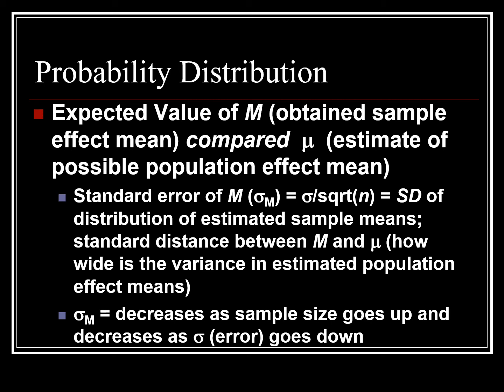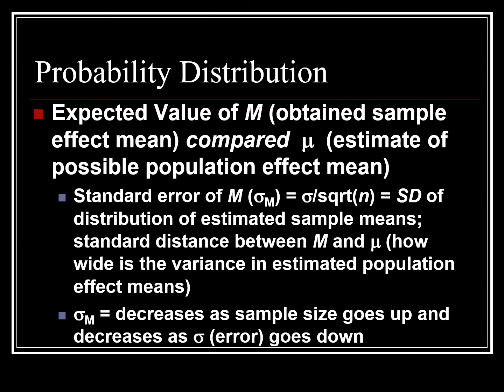And the way we calculate this is we take the standard deviation of that mean, and then we take the square root of the n. And that gives us our standard deviation of distributions of estimated mean samples. Standard difference between the mean and the mu. How wide is the variance in the estimated population effects means? So again, sigma m decreases as sample size goes up and decreases as error also goes down.